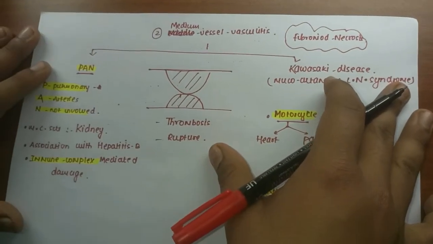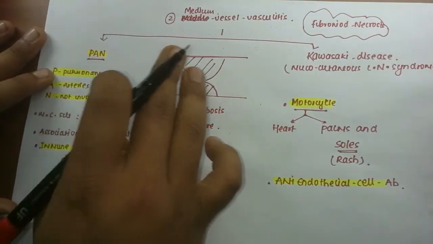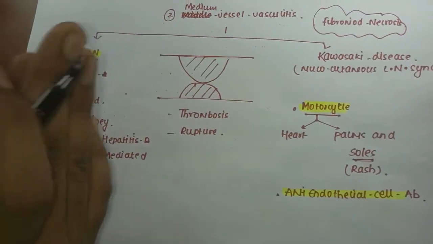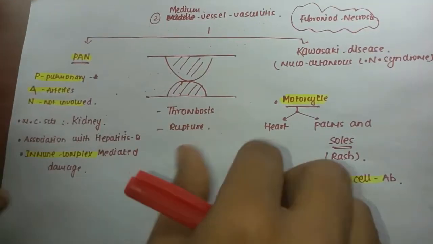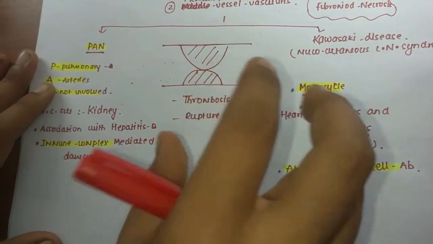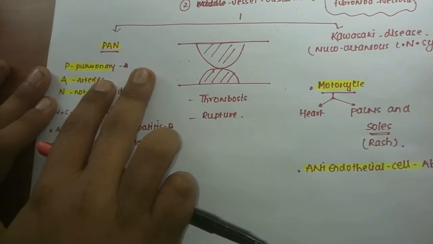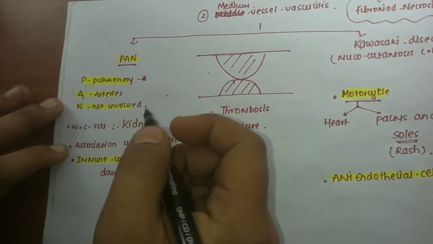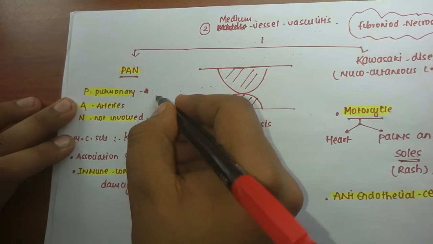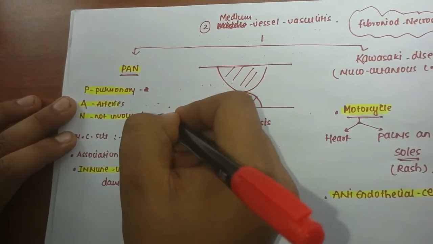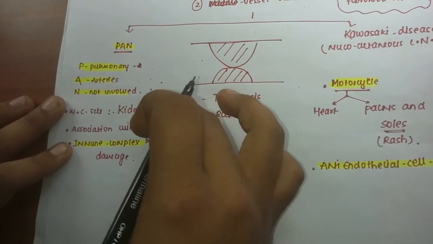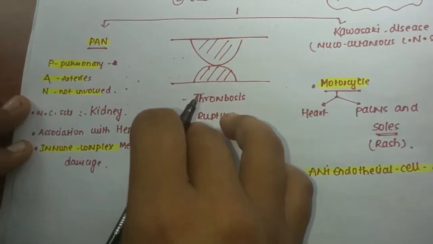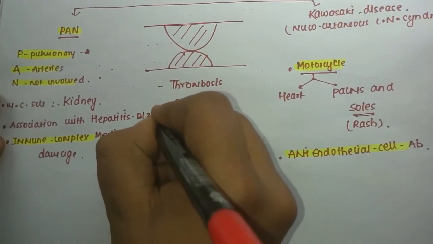Now coming to medium vessel vasculitis, it's mainly two types: polyarteritis nodosa and Kawasaki disease. The main thing from here on is which vascular bed is involved in which type of vasculitis. In polyarteritis nodosa, as the name suggests, it can involve any blood vessel throughout your body except the pulmonary arteries. The most common site of involvement is the kidney. It's an immune complex mediated damage and it's associated with hepatitis B in 30% of the cases.